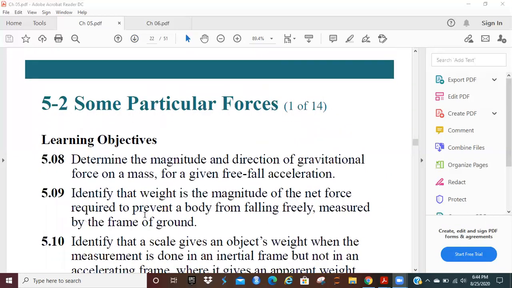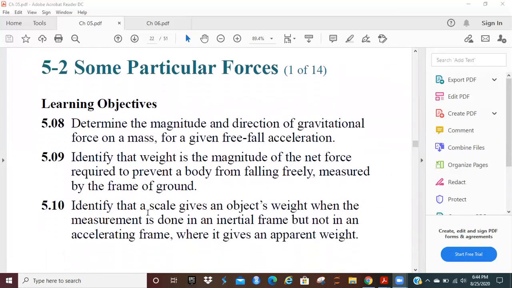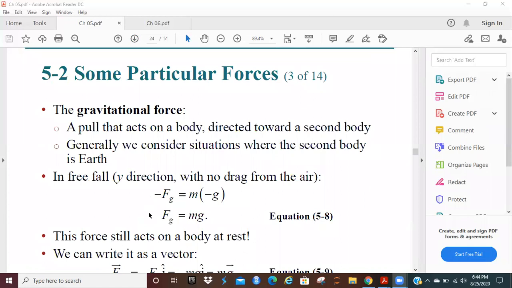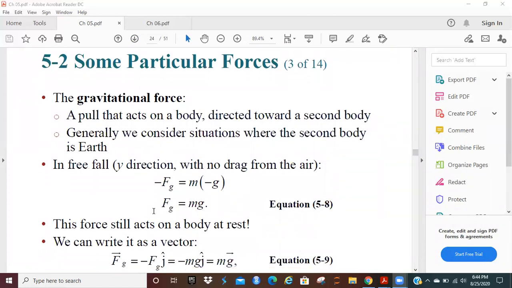All right. Now we'll discuss a little bit about free bodies and acceleration. So everybody's pretty much familiar with gravity. You have an idea as to what gravity does. It's a pull that acts on a body when it's directed towards a second body. So in most cases, when it comes to Newtonian physics, we're going to consider that second body to be the Earth. And when you do that, you end up with certain values here that you use constantly.